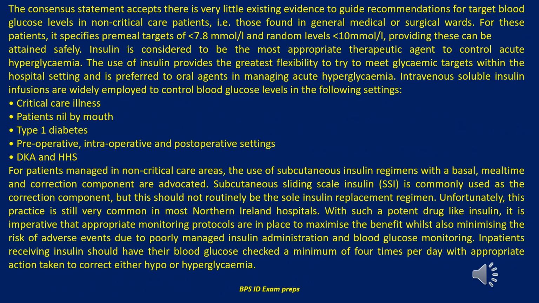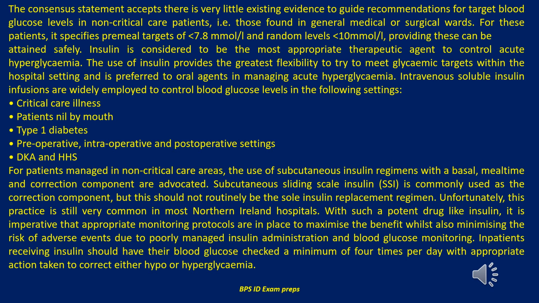The consensus statement accepts there is very little existing evidence to guide recommendations for target blood glucose levels in non-critical care patients, i.e. those found in general medical or surgical wards. For these patients, it specifies pre-meal targets of below 7.8 mmol per liter and random levels below 10 mmol per liter, providing these can be attained safely.